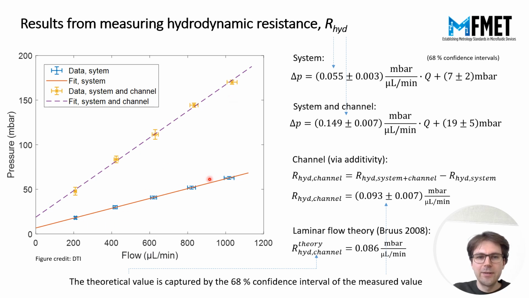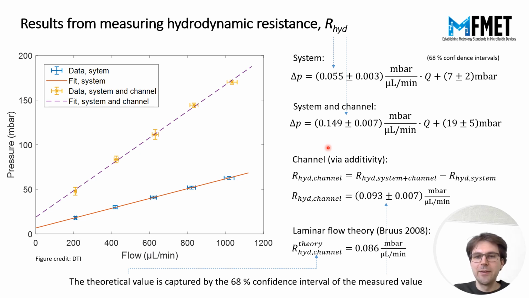To this data, a linear equation was fitted, one for each data set. And we can see the parameters of these fits over here. As the agreement between data and fit was quite good, we interpreted that the slopes of these fits are the hydrodynamic resistances for each of these two situations. The value here is the hydrodynamic resistance of the system alone, and the value seen here is the hydrodynamic resistance of the laboratory system together with a channel of a microfluidic chip.